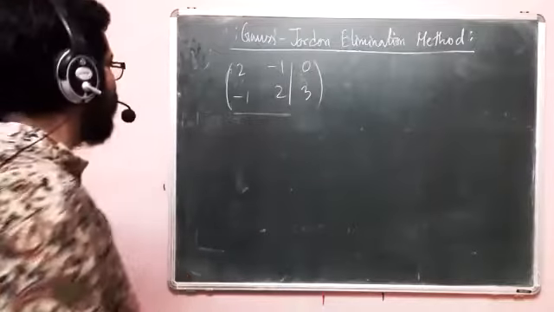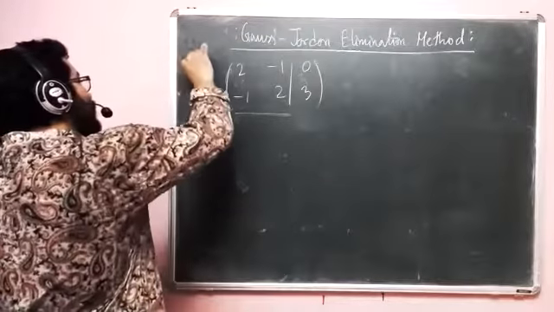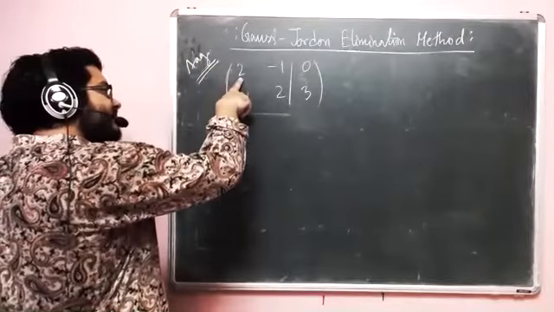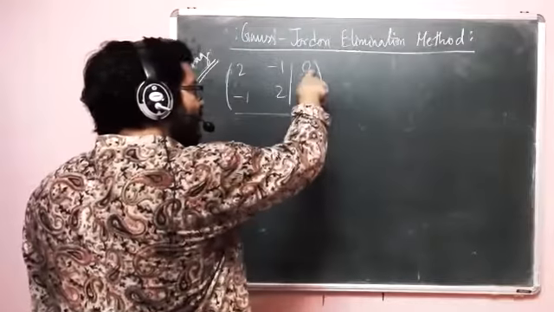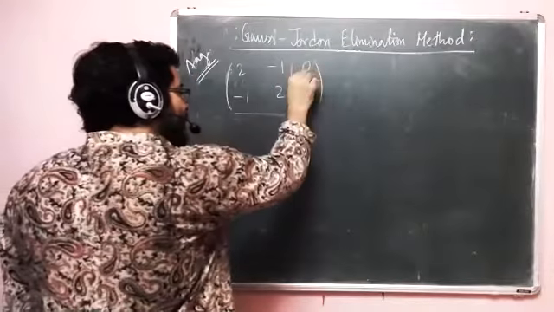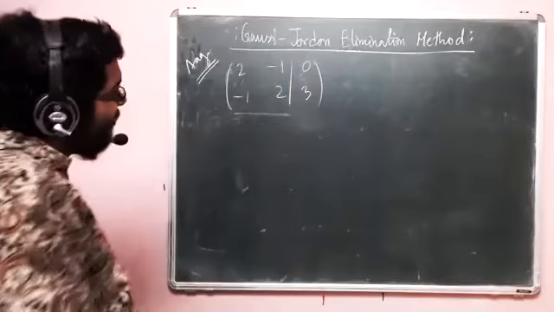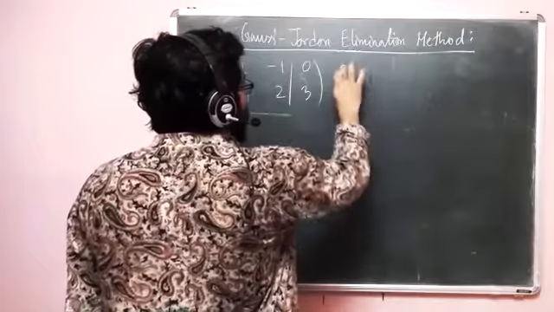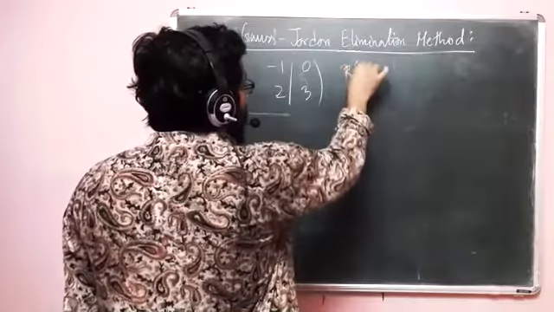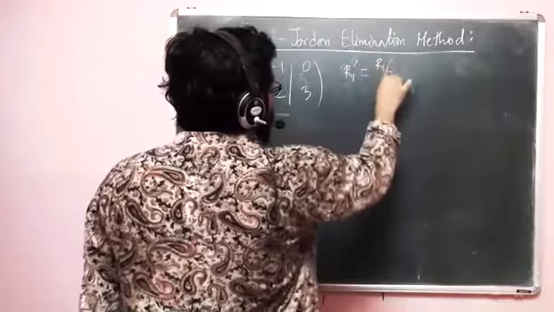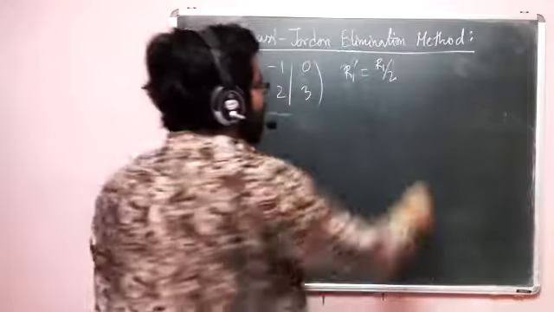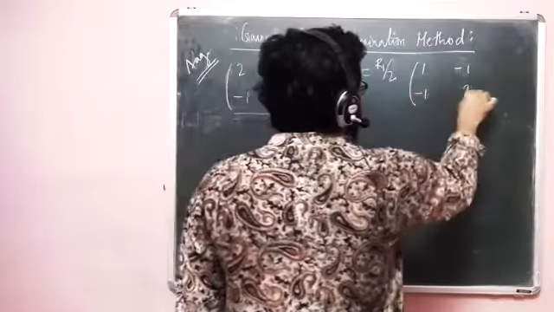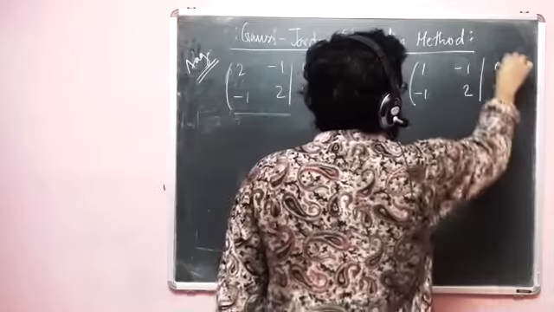And remember, since we are working with an augmented matrix, if I choose to multiply this row with something, I have to do the same for the numbers appearing in the rows of B also. So the first thing that we do is divide. We are taking R1 dash, which is R1 divided by 2. So we have 1, minus 1, minus 1, 2, then 0, 3.